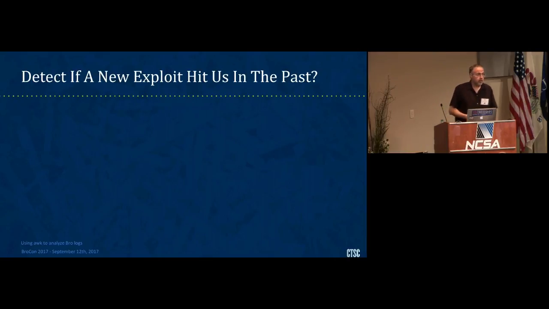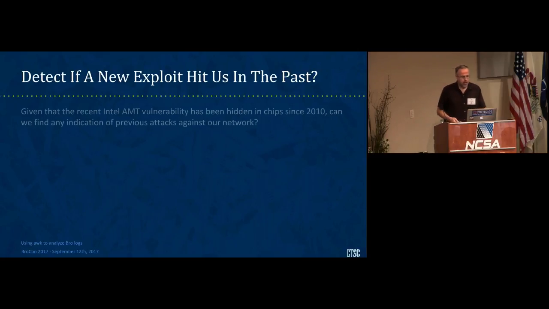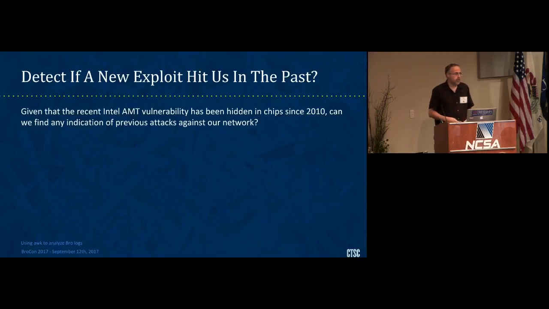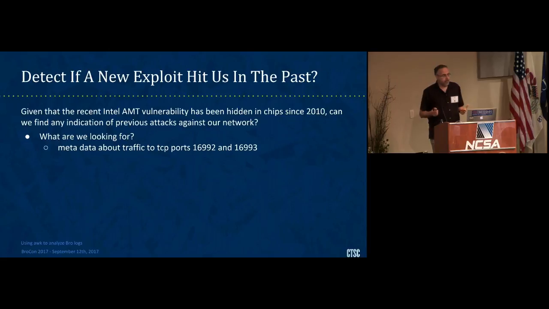Detect if a new exploit hit you. This is one thing where Bro shines, being able to store a lot of logs about your network data and go back later and do forensics and see if you've been bit by a new exploit in the past. So earlier this year, the Intel AMT vulnerability came out that's been in chips since 2010. That's a long time, but some people might actually have logs going back that far. So is there any way we can detect this? Well, we're looking for metadata about the two ports that the Intel AMT service listens on, which are 16992 and 16993. And we can find this in the conn.log file.